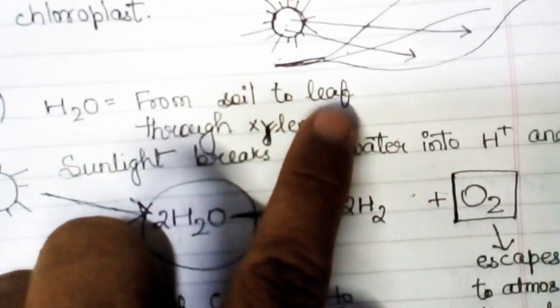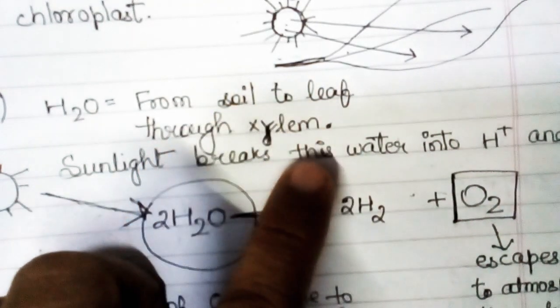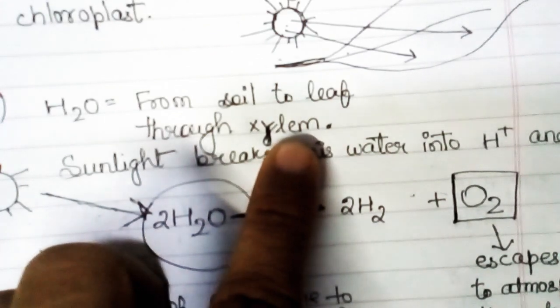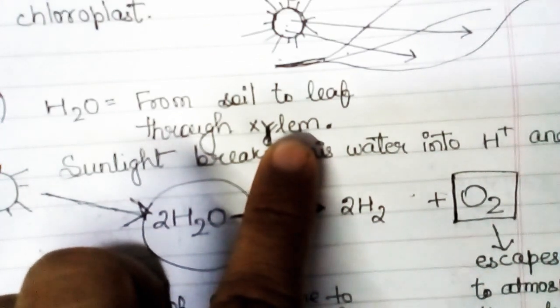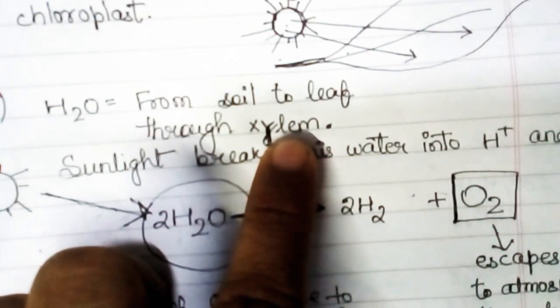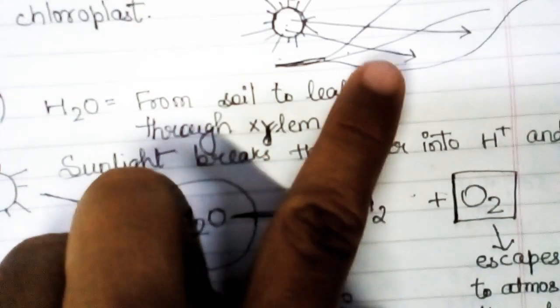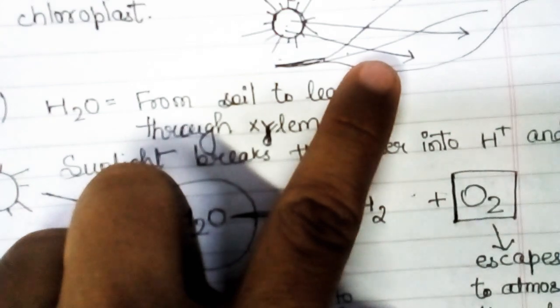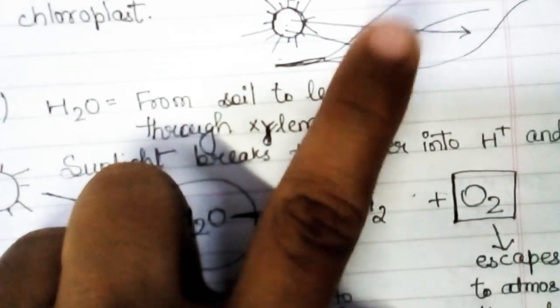The water comes to the leaf from where? Through xylem. And from where does xylem get the water? It gets the water from the root. That means soil gives water to the root, the root gives its water to xylem, and xylem gives water to the leaf. Okay. So we have seen two things are present in the leaf, that is sunlight and water.